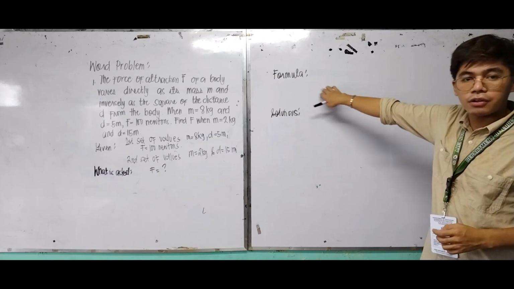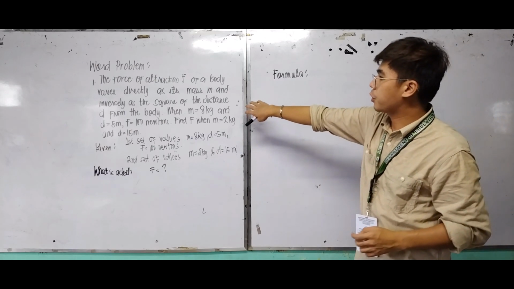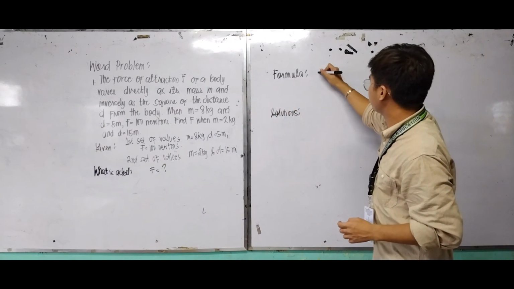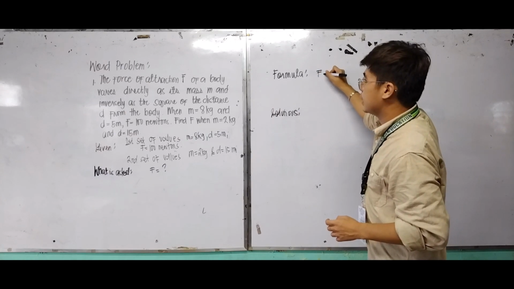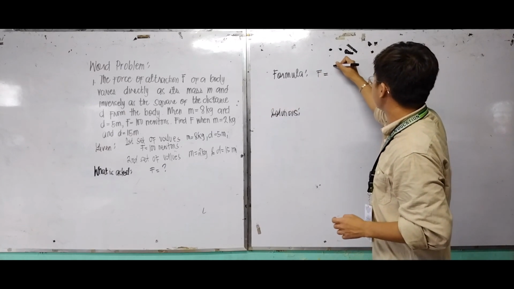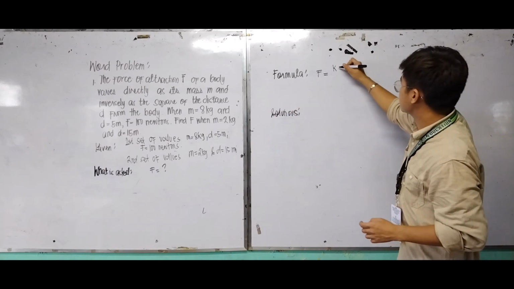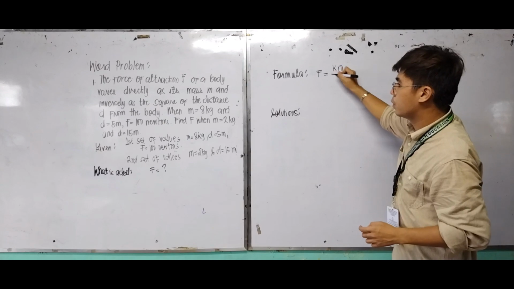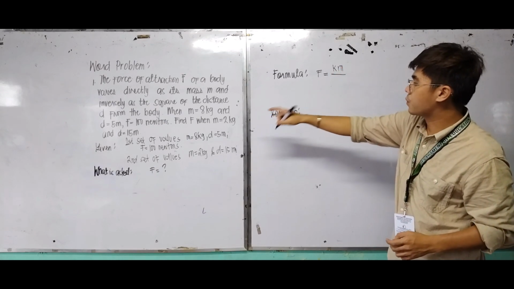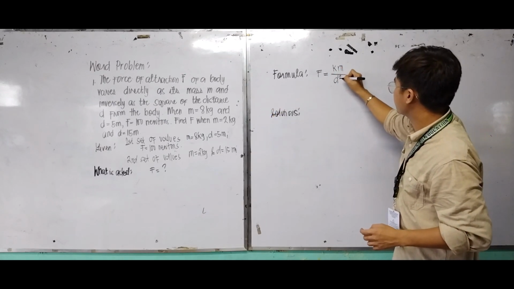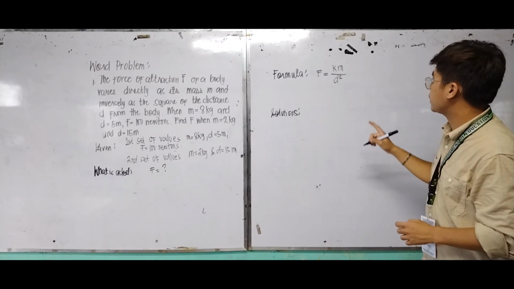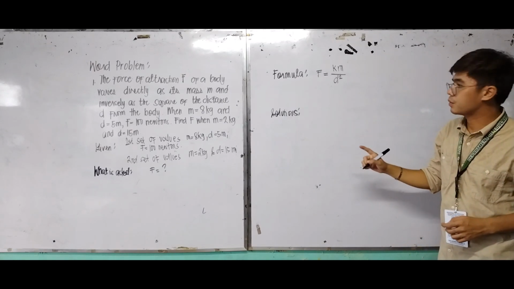Okay, we will write now the formula of the given problem. So we have here the force of attraction F varies directly. So varies, we have K, directly as its mass. So we have K times M over, inversely as the square of the distance. So we have D squared. So we have the formula F equals K times M over D squared.